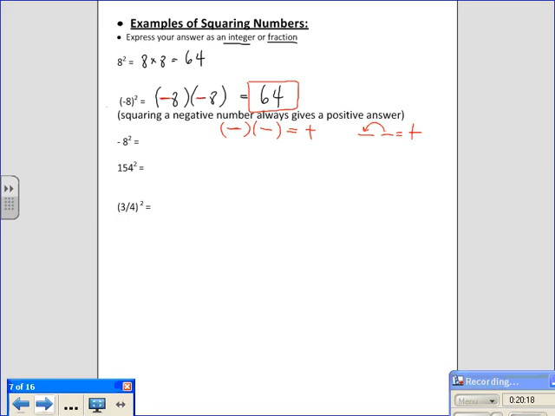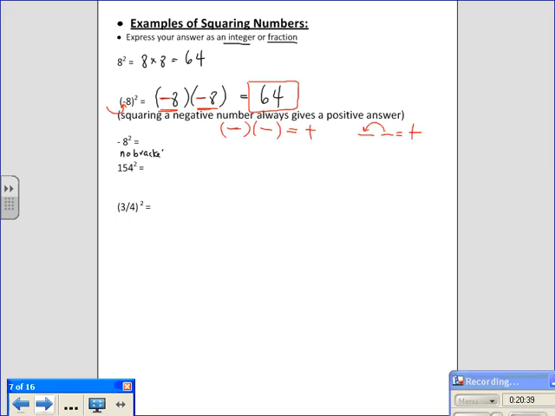Be careful that the negative sign is inside the brackets. When a negative sign is inside the brackets, it tells me to use the negative number in my multiplication. Let's compare that to the question below, which is negative 8 squared. There are no brackets here.